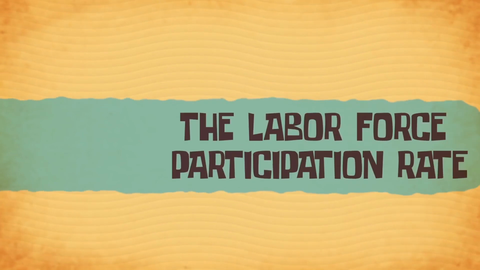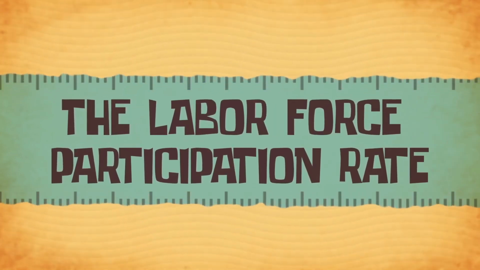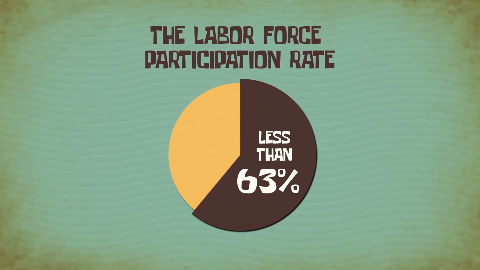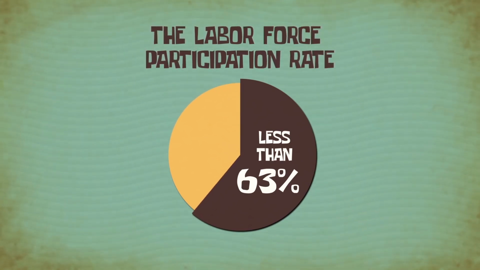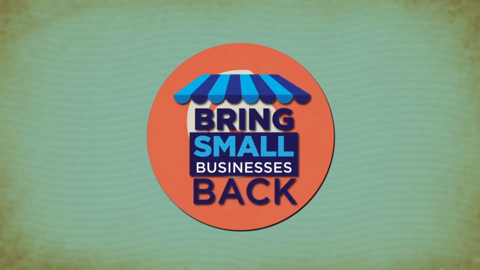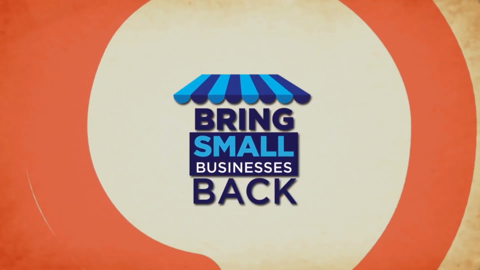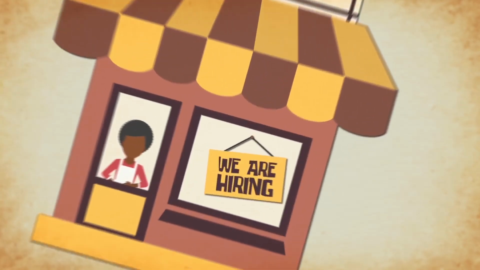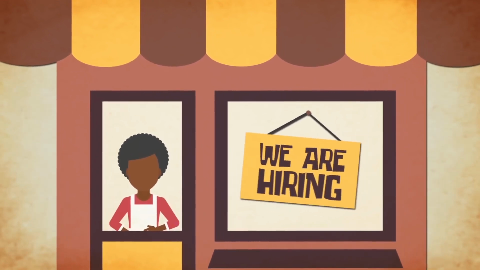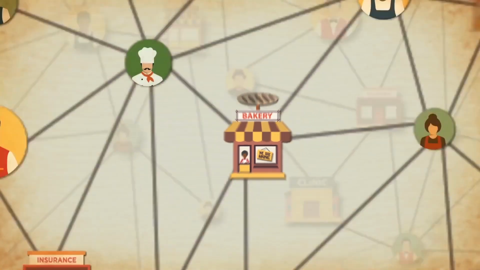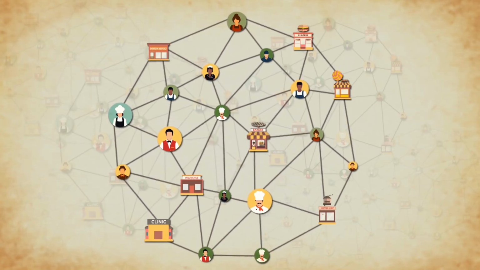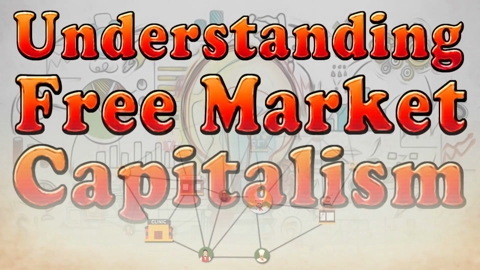The labor force participation rate, which measures the percentage of employees and job seekers in the U.S., is less than 63%, the lowest figure since the late 1970s. To bring small businesses back and strengthen the job market, job-killing taxes and regulations must be rolled back. Job creators should be encouraged to hire more employees, not forced to reduce career opportunities. With 85 million people depending on the success of small business, it's easy to see why small business is too big to fail.